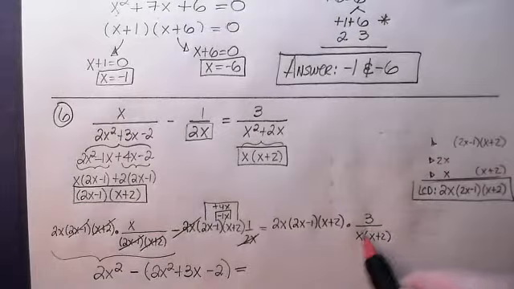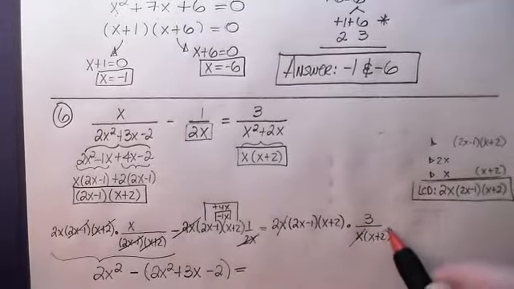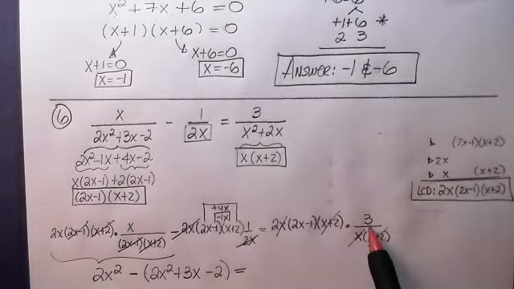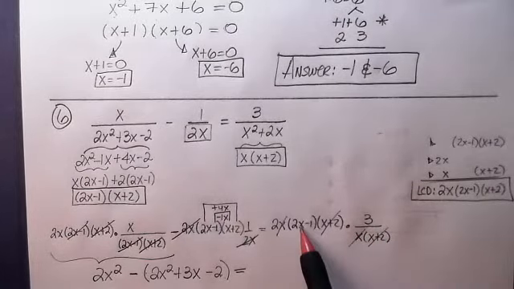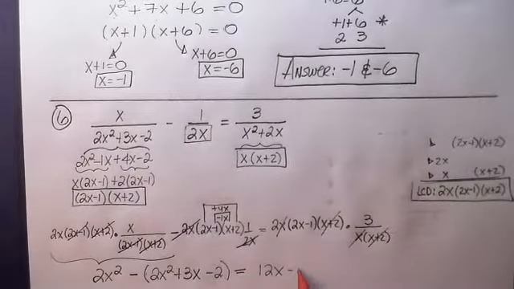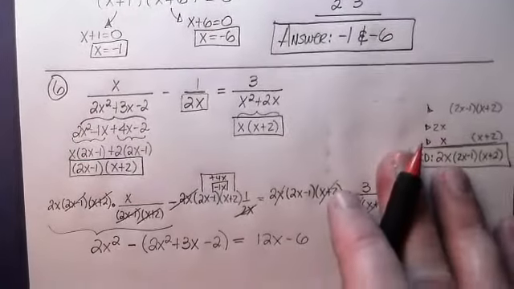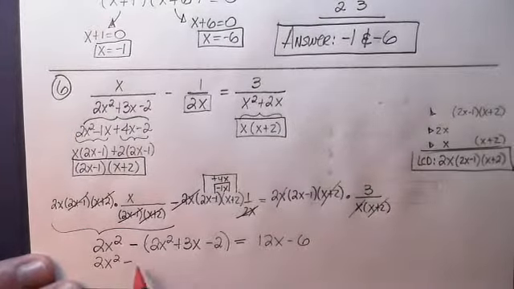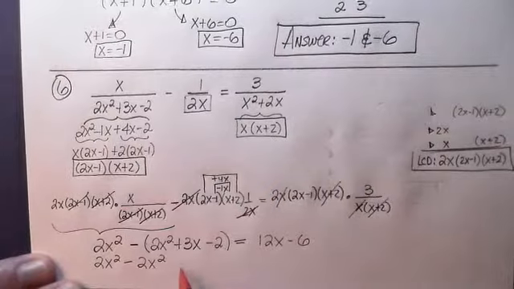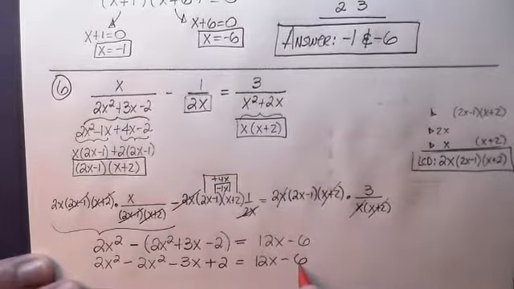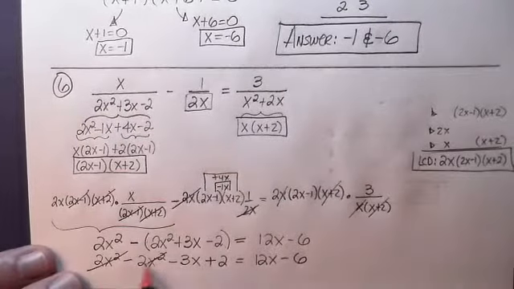Last one over here, I'm going to cancel the x. I'm going to cancel the x plus 2. So I'm left with 2 times 3 is 6. 6 times 2x is 12x. And 6 times negative 1 is negative 6. Alright, let's continue. This would be 2x squared, negative 2x squared, negative 3x, positive 2 equals 12x minus 6. 2x squared cancels.